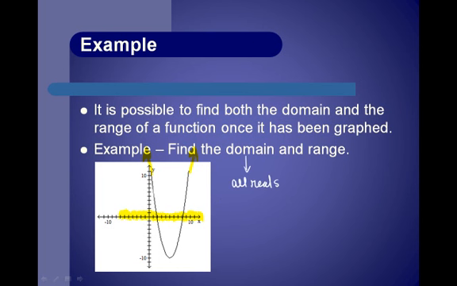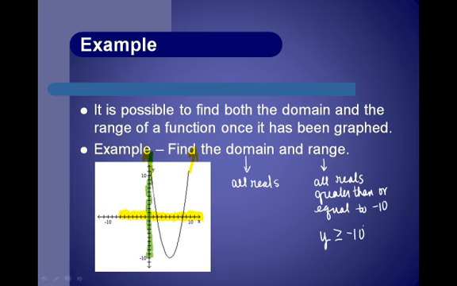The range, on the other hand, is the y values. You notice this y value starts right here at negative 10. There's y values all the way up on your graph, then the range is also going to extend forever. So the range would be all real numbers greater than or equal to negative 10. Another way to write that is to just say that y is greater than or equal to negative 10.